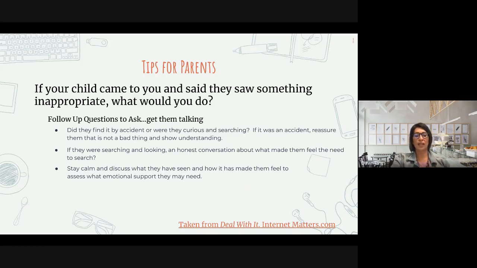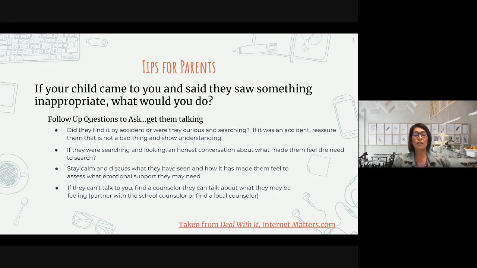And then, of course, staying calm, not overreacting, and then discuss again how it made them feel. What was the need? If they were searching, what was the need that made them feel that they had to do that? And then what emotional support may they need so that they don't have something imprinted. They already see it, they can't unsee it, but how do you nurture them back for the future?